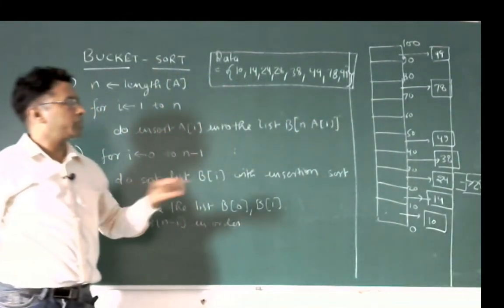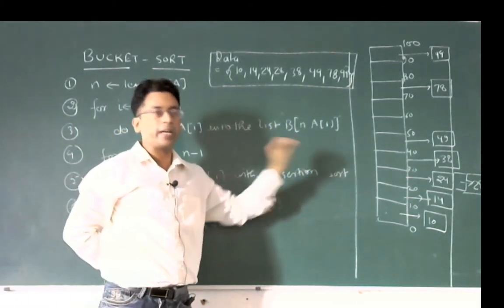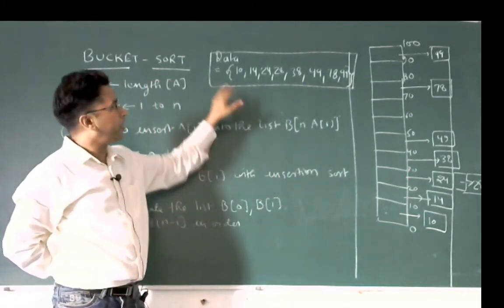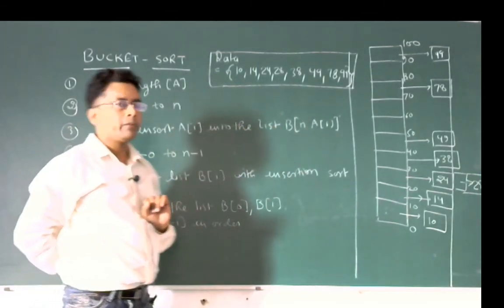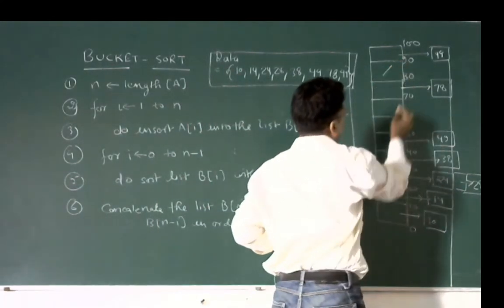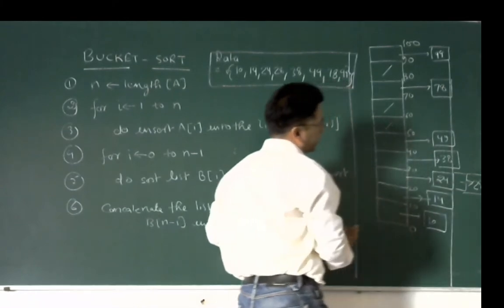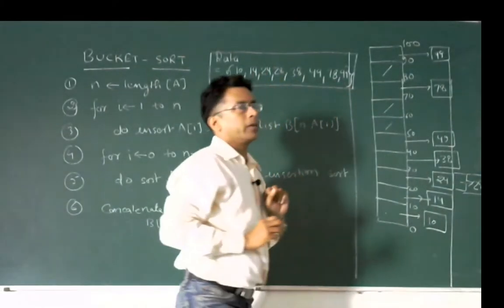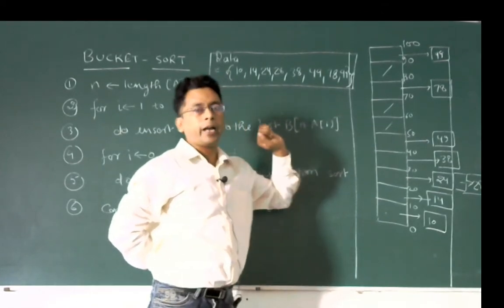Here I have just allocated this data into the bin in which its range lies. I have allocated different data to different bins. The bins which are still empty will be marked by the slash symbol. This represents that the bin is empty.